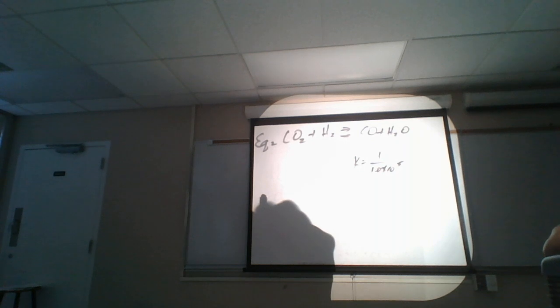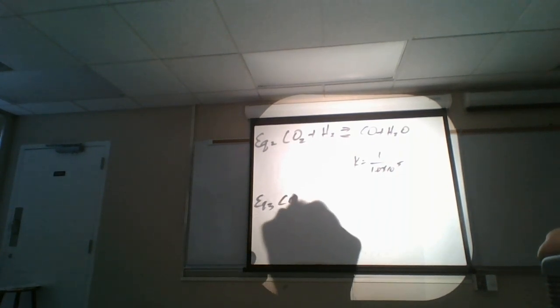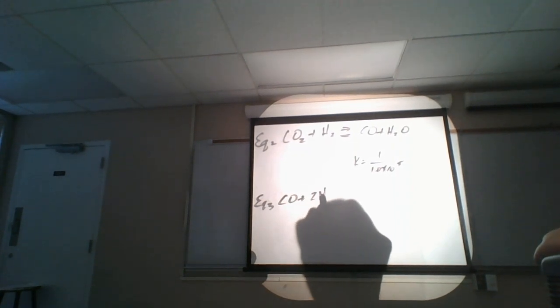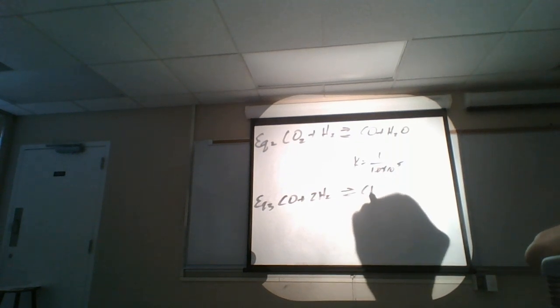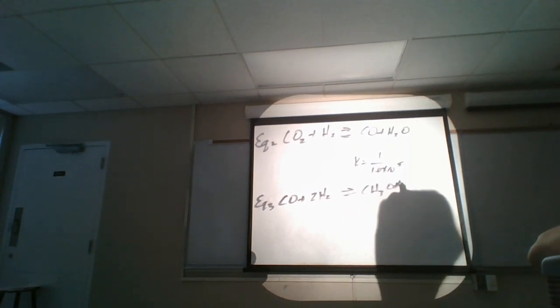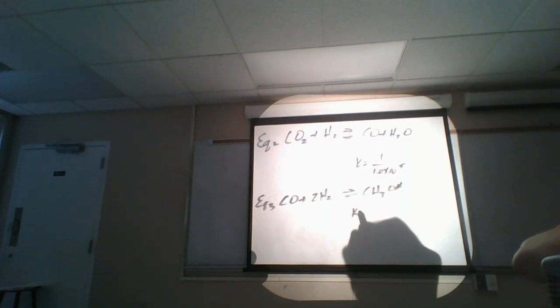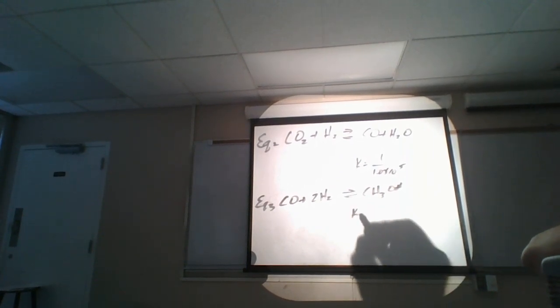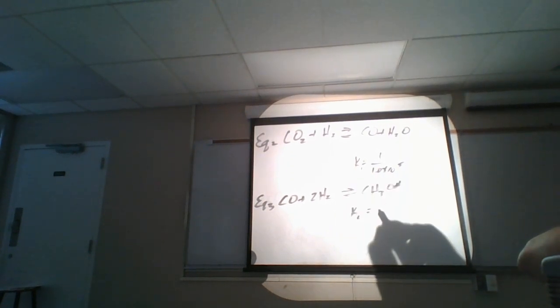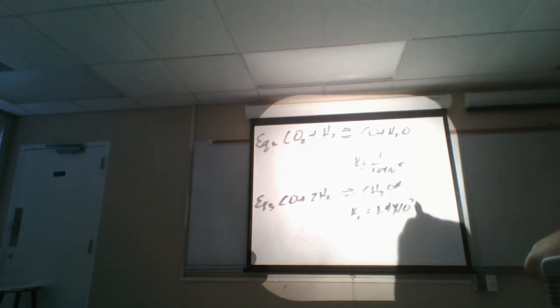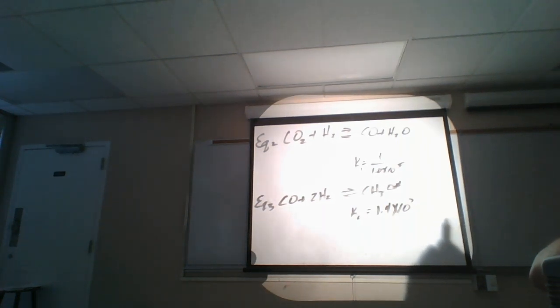That's equation 2. Equation 3 was CO plus 2H2 in equilibrium with CH3OH. K for this reaction, we'll call it K2, equals 1.4 times 10 to the 7th power, just as it is written there.